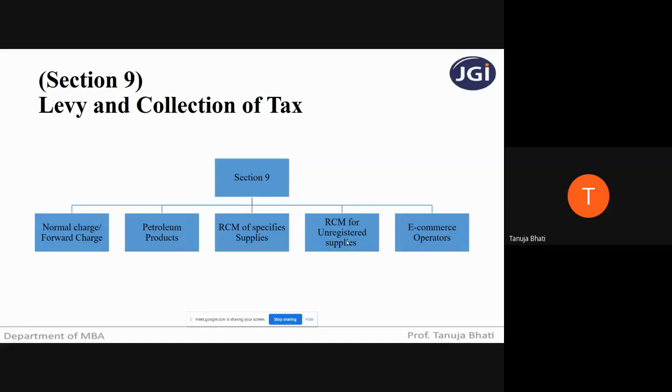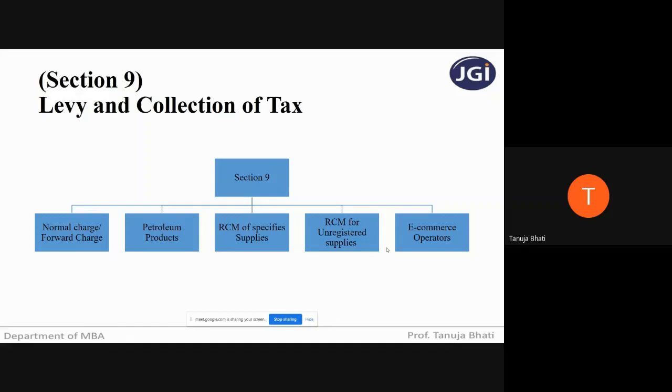So here the taxable person is the recipient and not the supplier. Then in case of e-commerce operators, again the government notifies a certain list of services where the payment shall be made by the e-commerce operators. Now, what are e-commerce operators? Operators who supply goods and services on an electronic platform.